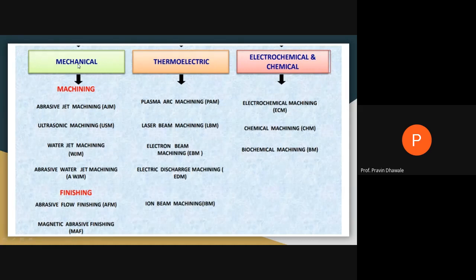As far as mechanical machining is concerned: abrasive jet machining, water jet machining, abrasive water jet machining, and ultrasonic machining. Thermoelectric: plasma arc, laser beam, electron beam, ion beam, electric discharge machining. And chemical and electrochemical: chemical machining and electrochemical machining. Make a note of all these types of non-conventional machining processes based on these types: mechanical, thermoelectrical, chemical, and electrochemical.